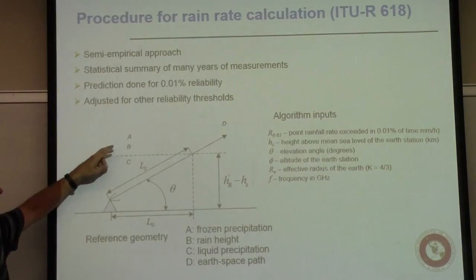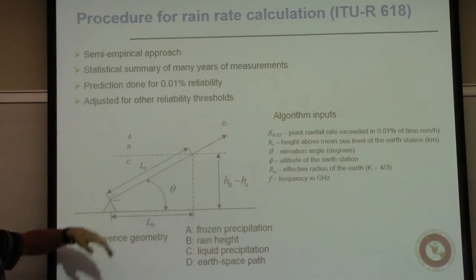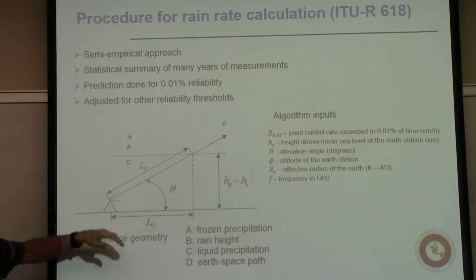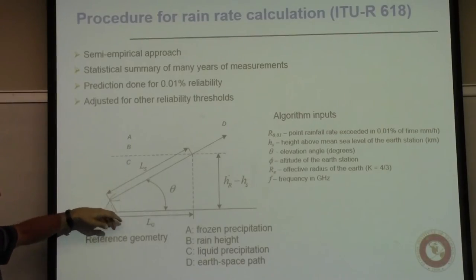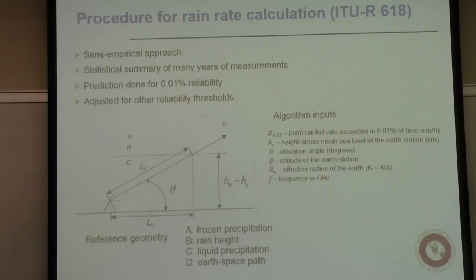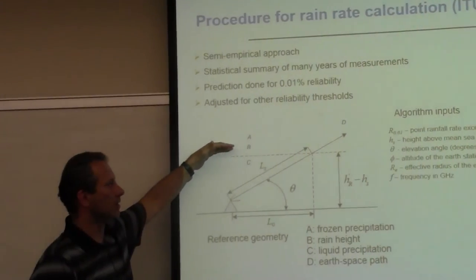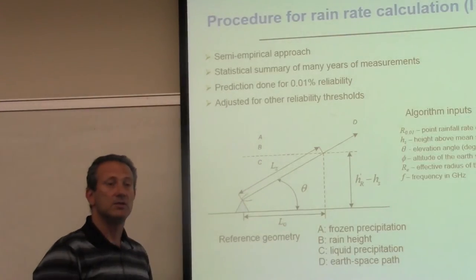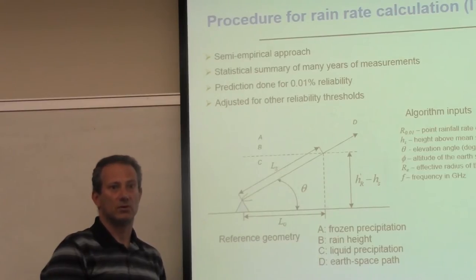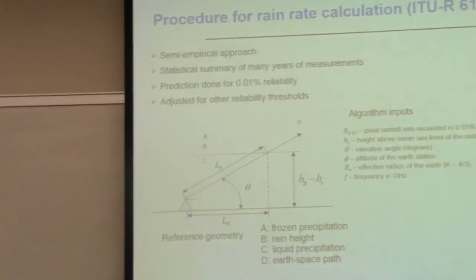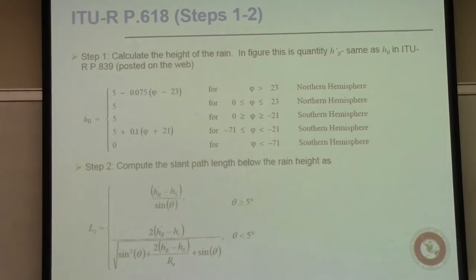A couple of reference things here. When you climb up, what starts as water vapor here eventually condenses and freezes into ice. And what you're really looking for is to determine what is called the precipitation height. This height here between B and C. Above B you have the rain in the clouds, and then at C is where it starts falling down. Right? So what is the height of this? This depends very much on the latitude where your Earth station is. The closer to the equator it is, the lower down in the atmosphere these are.